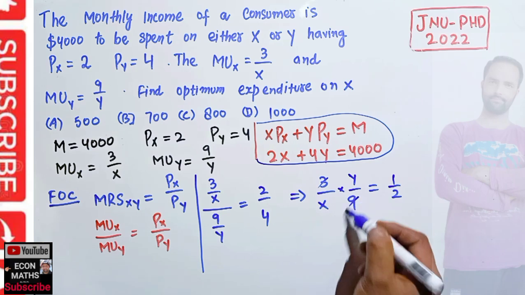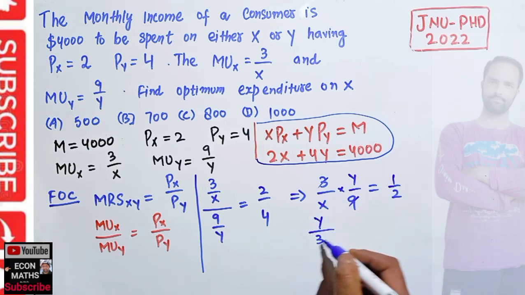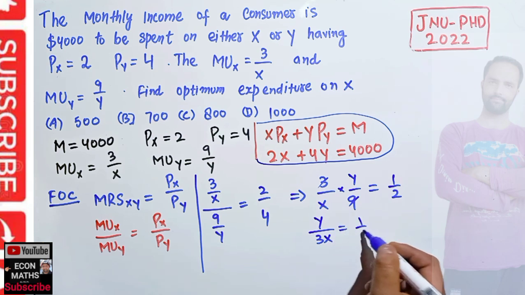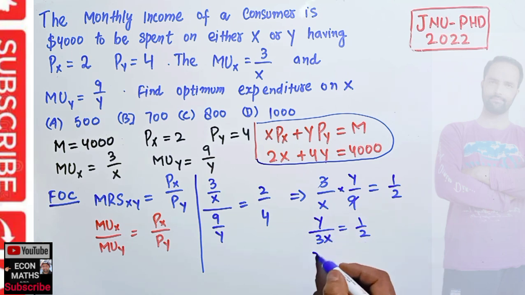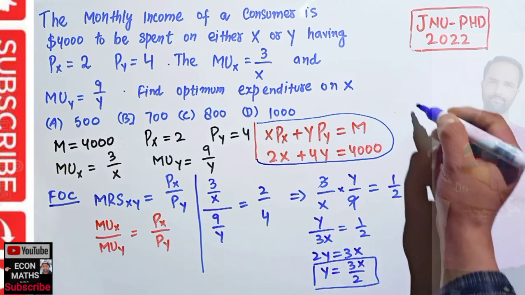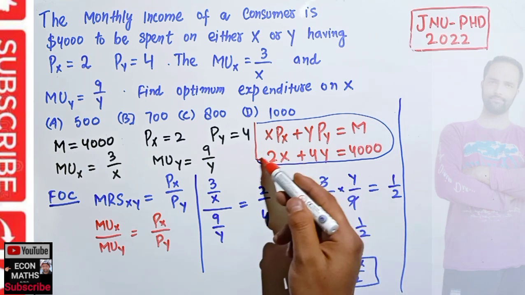So 3 ones are 3, 3 threes are 9. So I will get here Y upon 3X is equal to 1 upon 2, which gives us 2Y is equal to 3X, which gives us Y will be equal to 3X upon 2. Now we need to plug the value of Y into the budget constraint to get the optimum value of X. Okay, so you simply plug Y is equal to this into the budget constraint.